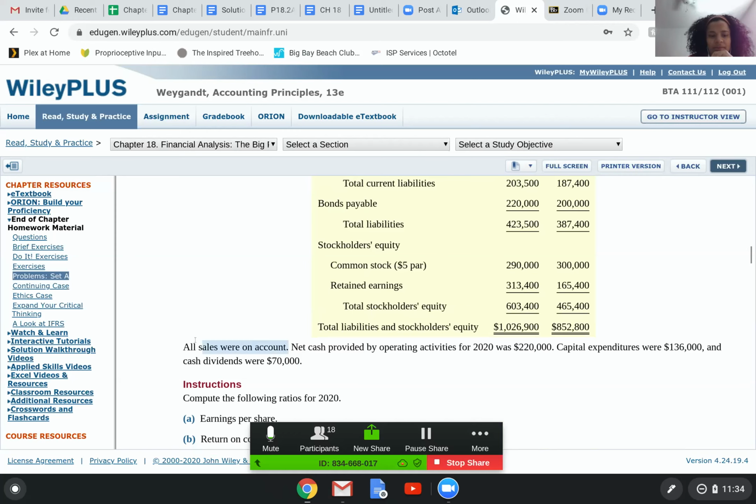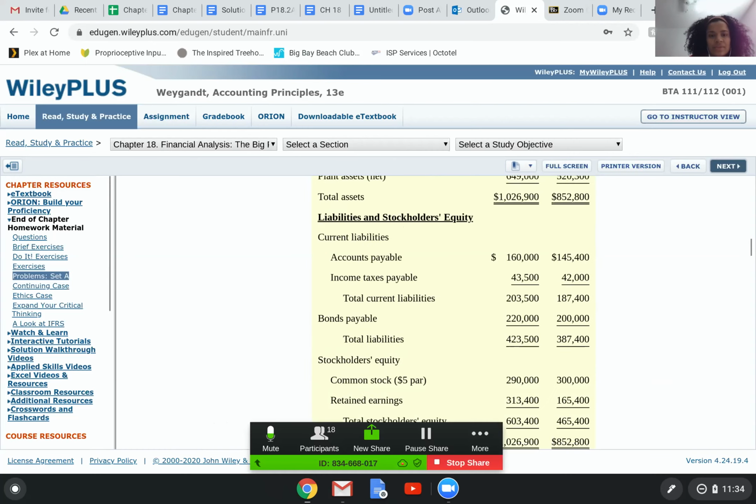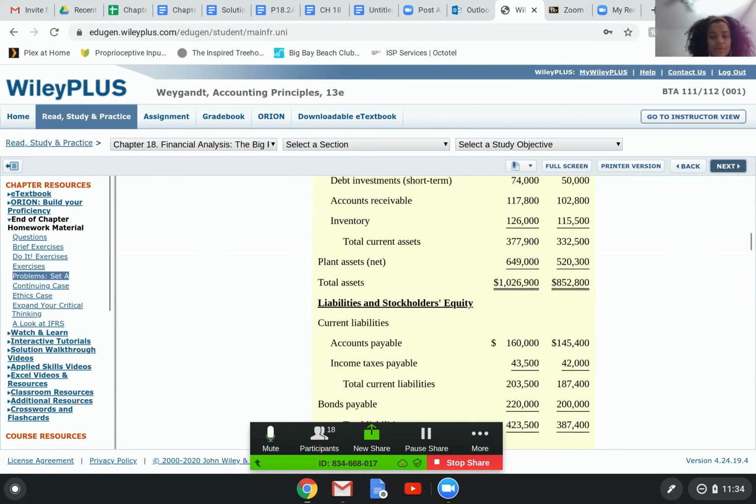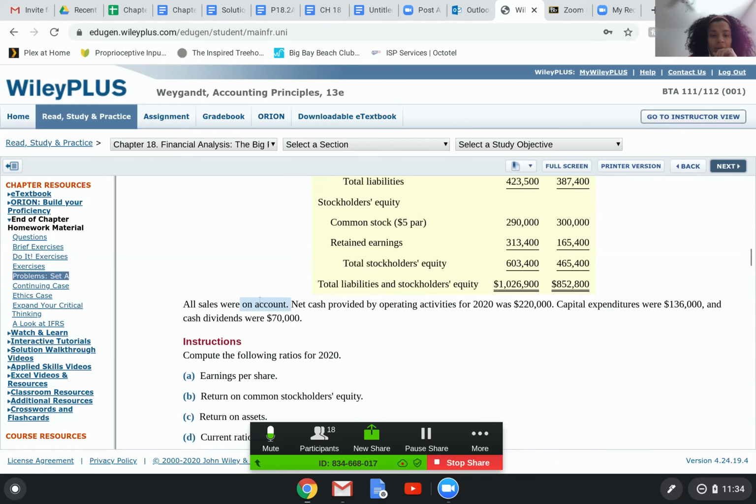And then they say all sales were on account. That tells you that they were all credit sales. So if you're doing ratios like accounts receivable turnover and days in accounts receivable, you can use this entire sales number in your calculation because you know that they were all on account. There were no cash sales. Net cash provided by operating activities for 2020 was $220,000. This is a number that would have come out of a statement of cash flows. They didn't reproduce the entire statement of cash flows.